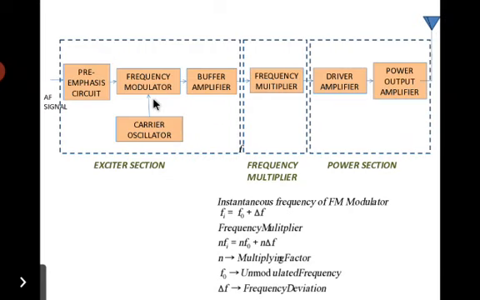For example, let a stable carrier oscillation frequency of say 4 MHz is generated by an oscillator. Then this frequency is raised to final carrier say 96 MHz by the frequency multiplier.